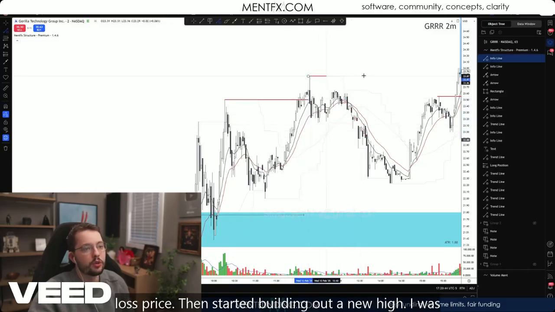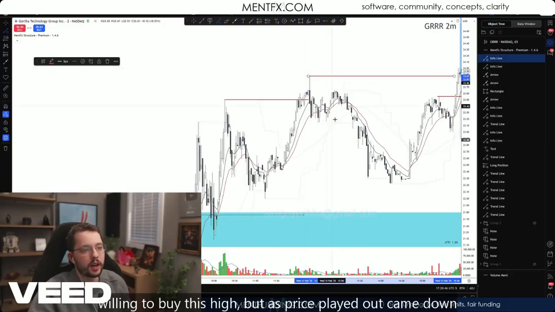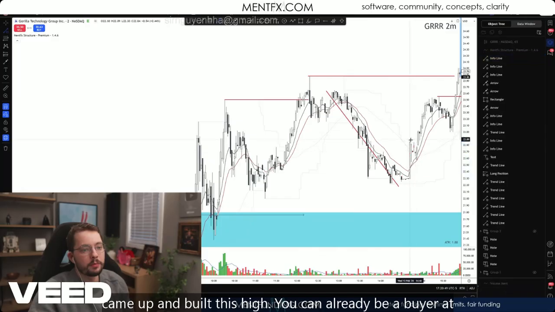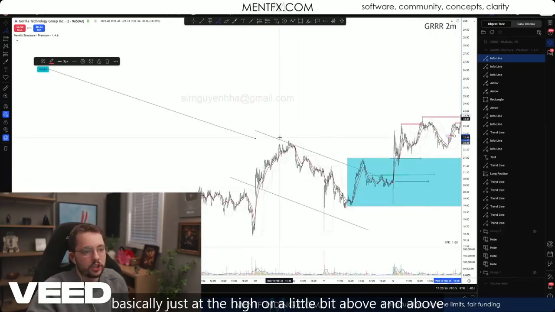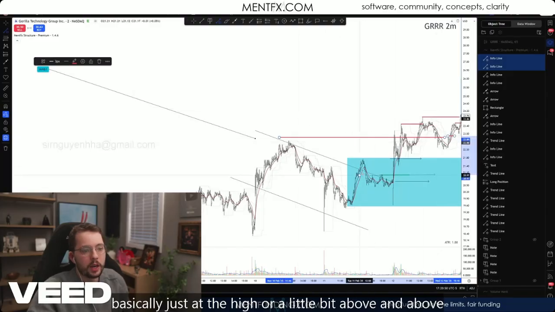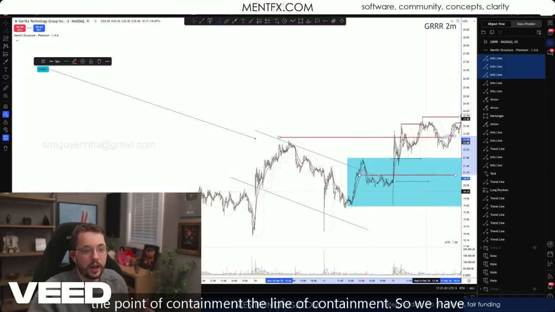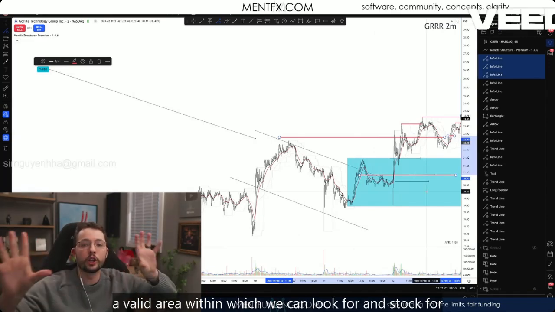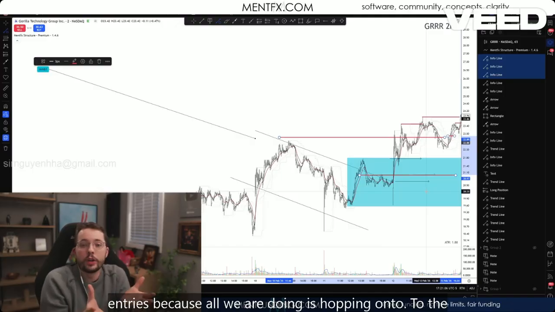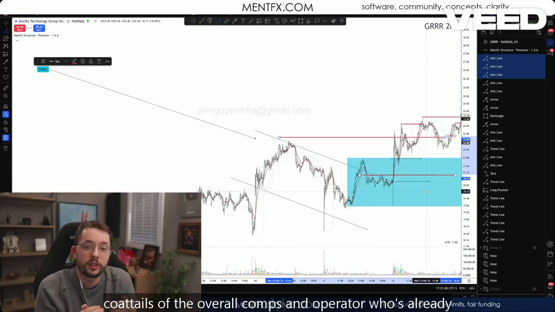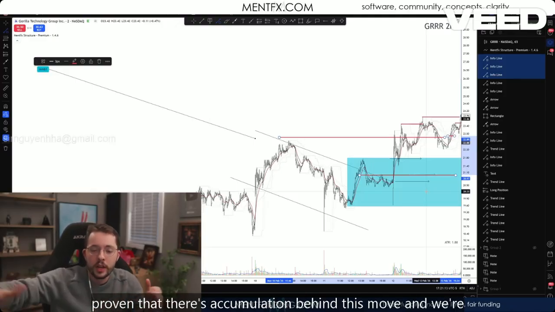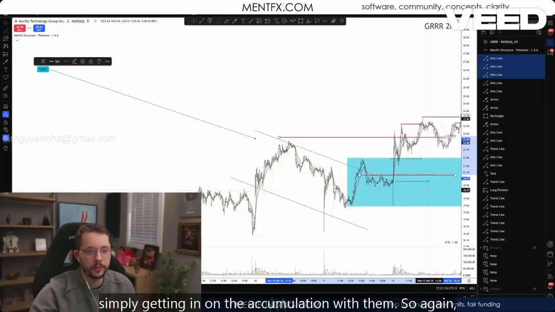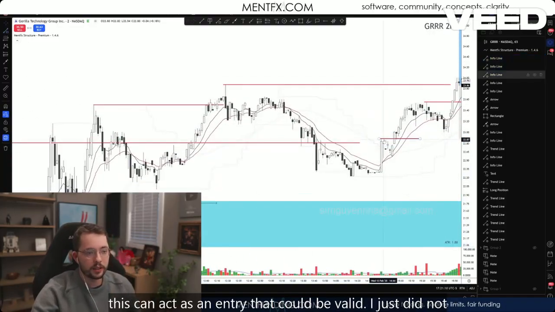Price then started building out a new high. I was willing to buy this high, but as price played out, came down, came up, it built this high. You can already be a buyer at this high right here because, remember, we are at the high or a little bit above the point of containment, the line of containment. So we have a valid area within which we can look for and stalk entries, because all we are doing is hopping onto the coattails of the overall composite operator who's already proven that there's accumulation behind this move, and we're simply getting in on the accumulation with them. So this can act as an entry that could be valid. I just did not take it.